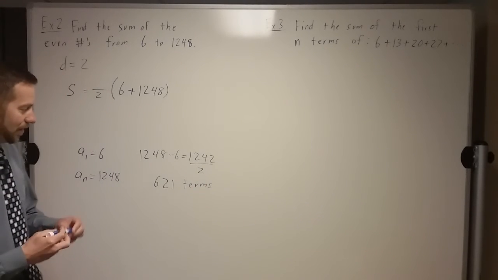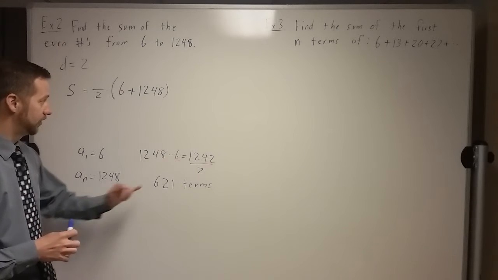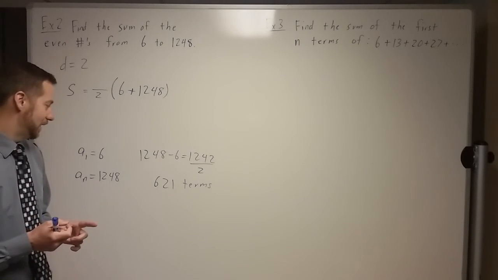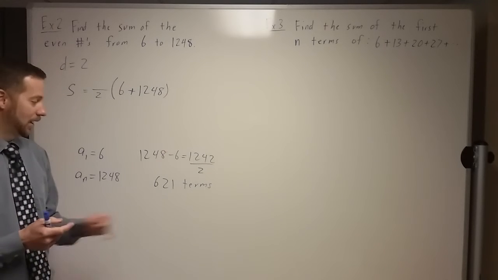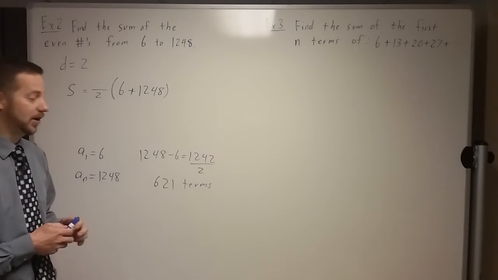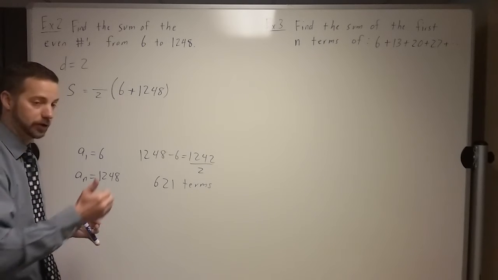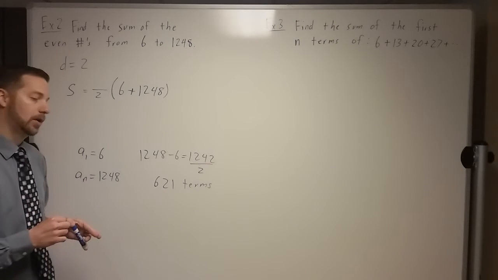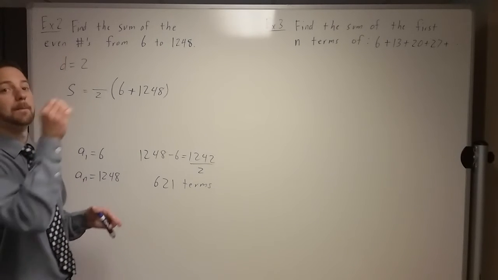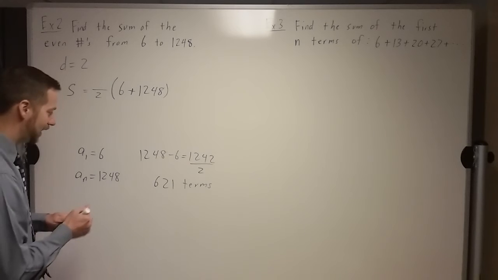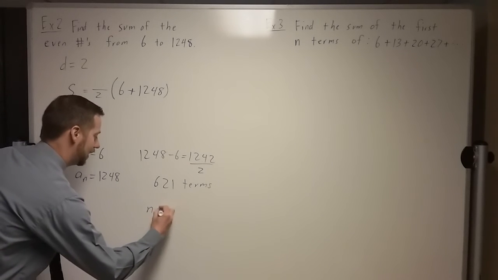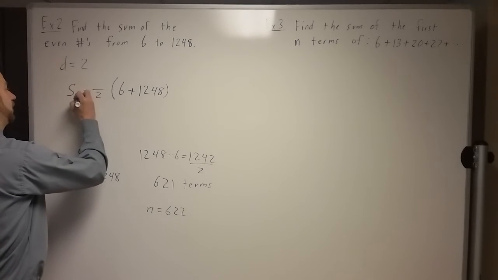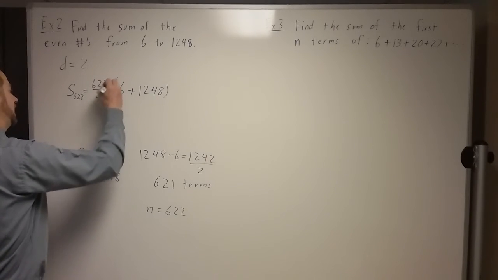Now, this is a really common mistake on a problem like this, is you just say, okay, so it's 621. However, it's 622, because 621 terms are how many terms are between the first term and the last term. We're already starting at 1, and so we're starting at 1 and going 621 more terms. And so if that's the case, n in this case is 622. And so then I can plug that in right here, and I can plug that in right here.